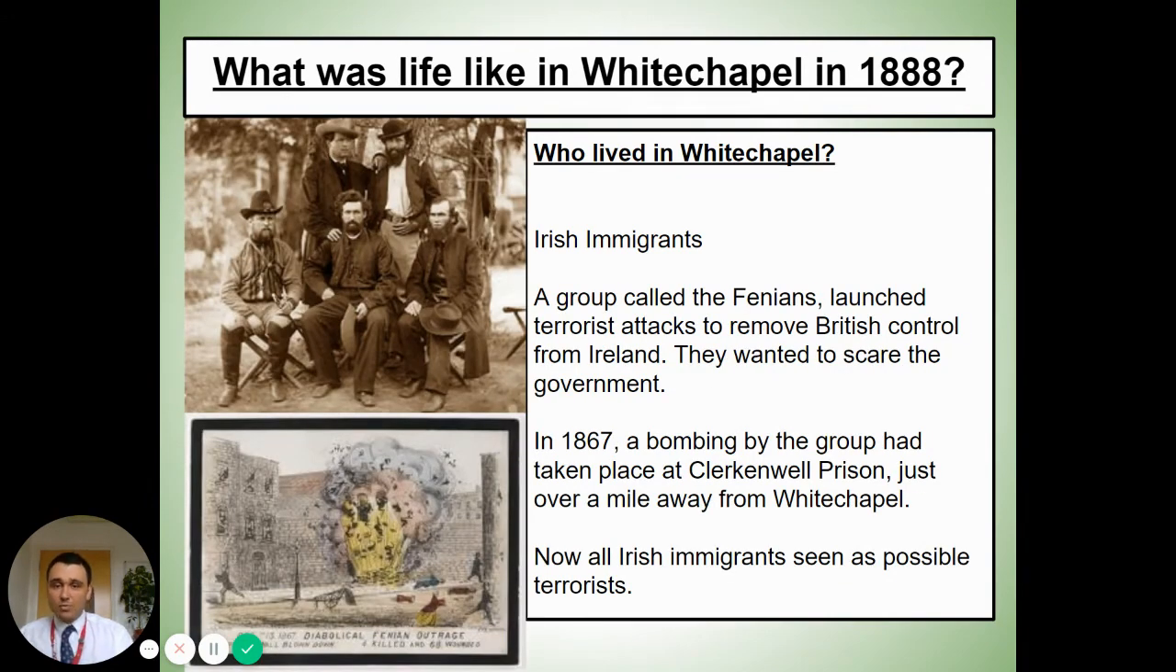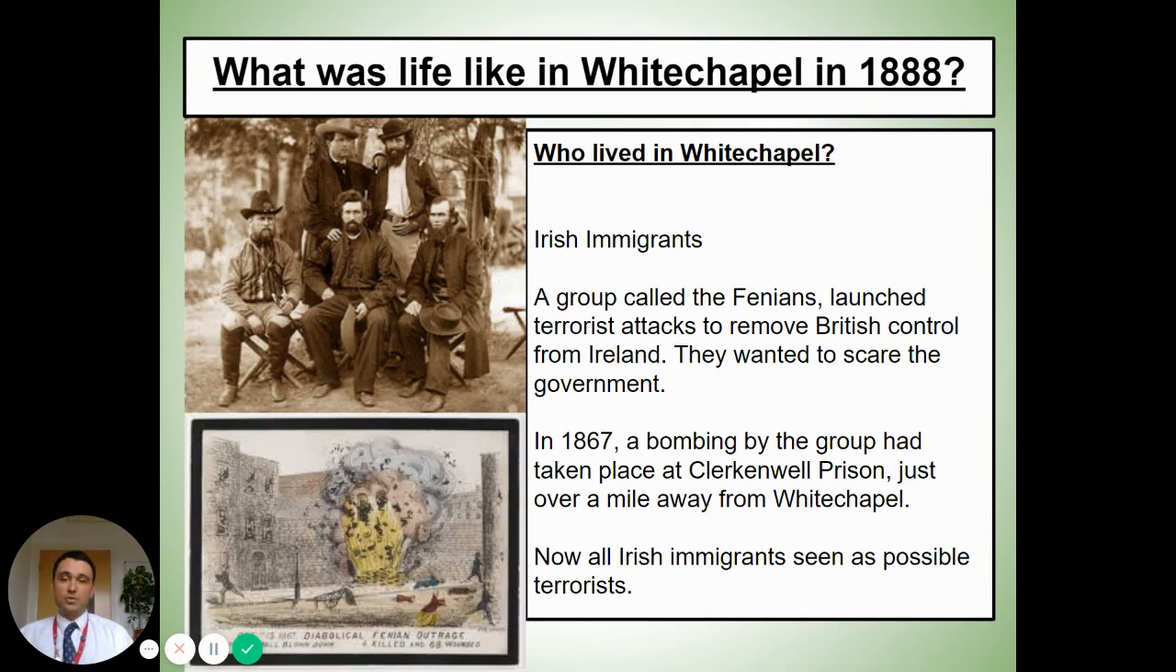Now, what made matters worse was there was a terrorist group called the Fenians who launched terrorist attacks to remove British control from Ireland. The Fenians were hoping to scare Britain, who controlled all of Ireland at the time, so that the British government would give Ireland its independence. And one example of this was in 1867, where a bombing by the group had taken place at Clerkenwell Prison. And that was just over a mile away from Whitechapel. You can see it there in that picture in the bottom right. So the prison was blown up, a terrorist attack.